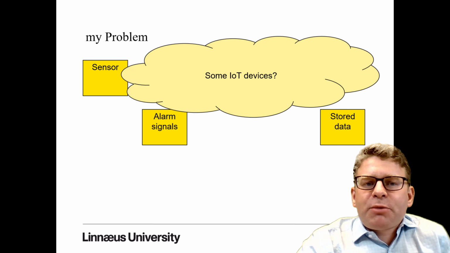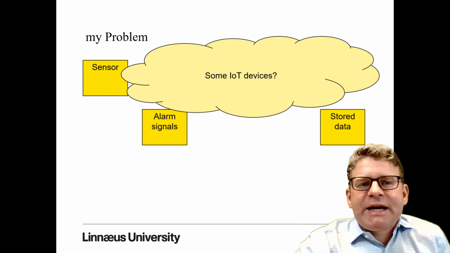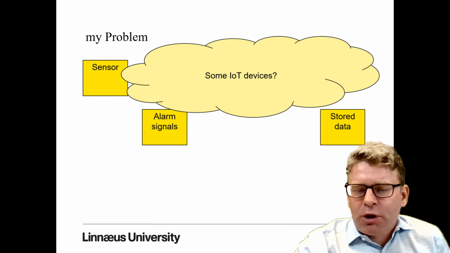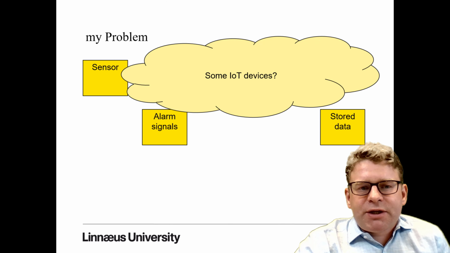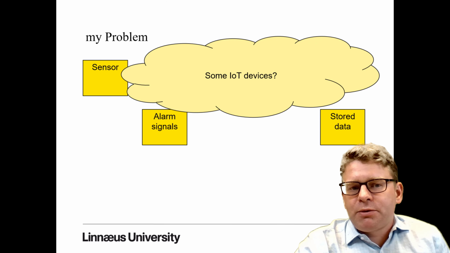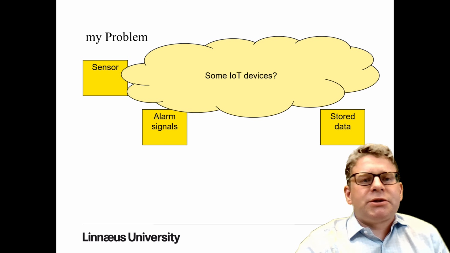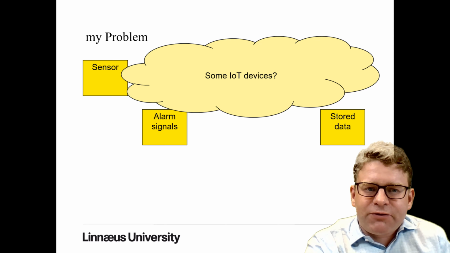So, something about my problem. I define my problem like some IoT devices are probably needed. What I wanted to do was to store data for long-term use. I wanted to have some local alarms, and I wanted to retrieve some data from a sensor.